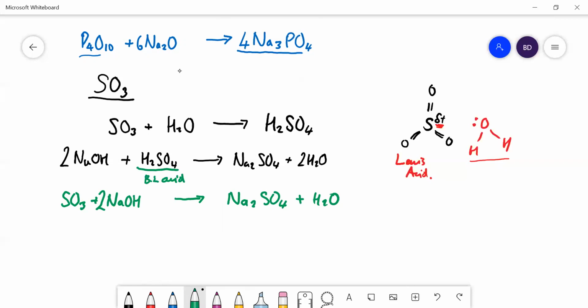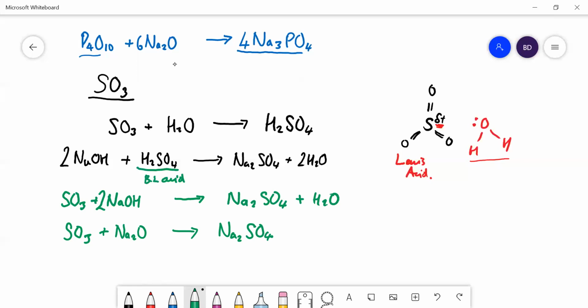And let's take it one step further. Let's say we do SO3, this time not with NaOH, but where do you get NaOH from? Well, we react Na2O with water. So let's react those together. What you get is sodium sulfate, and in that case, you don't get any water.